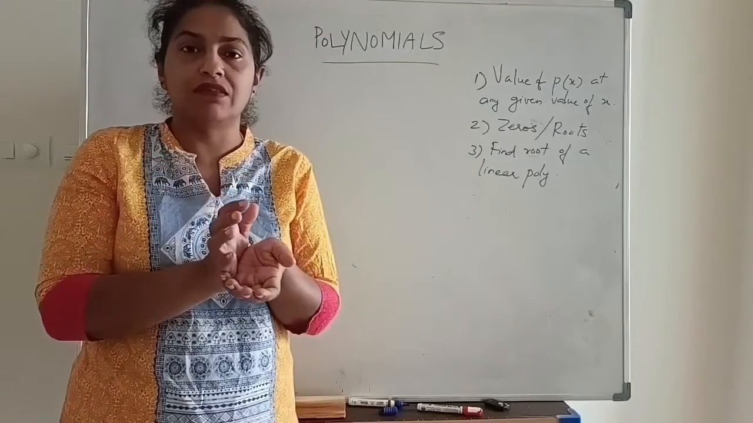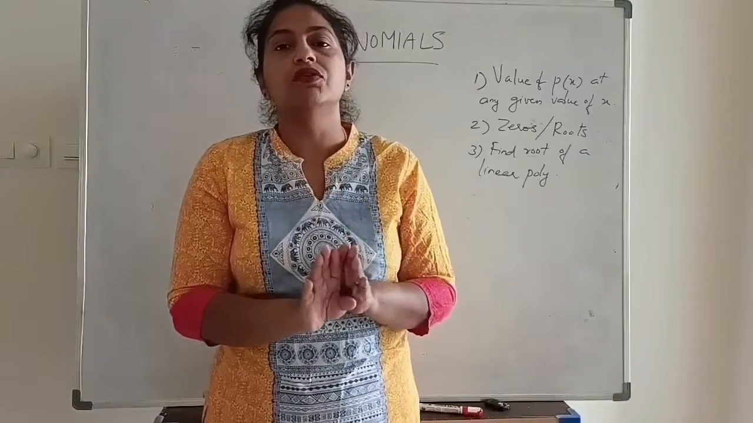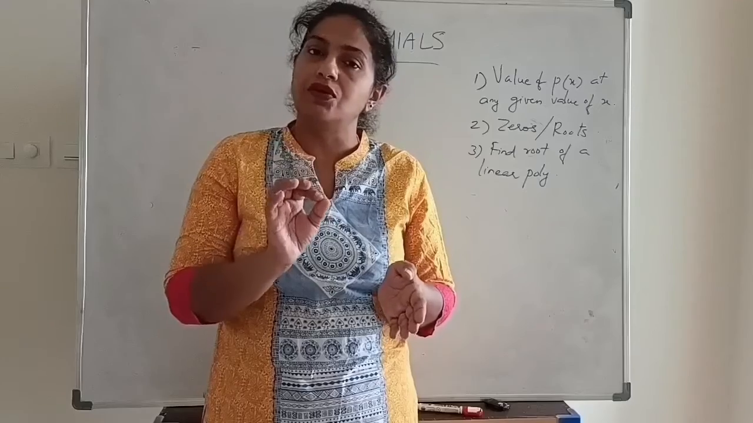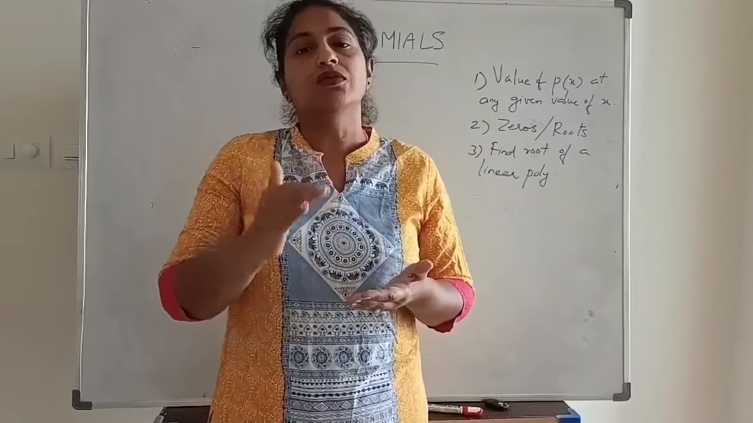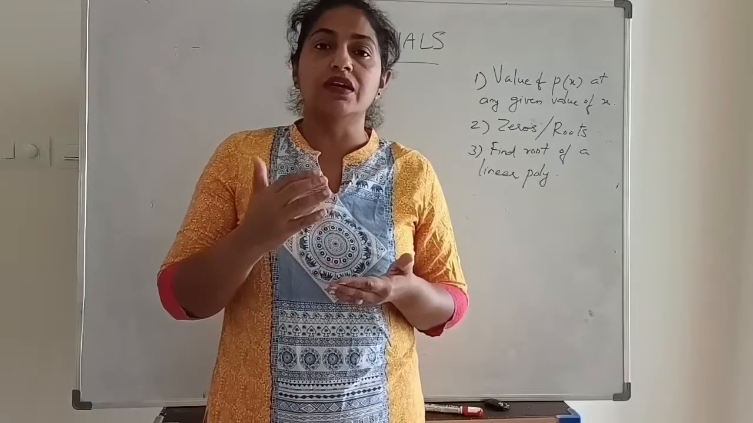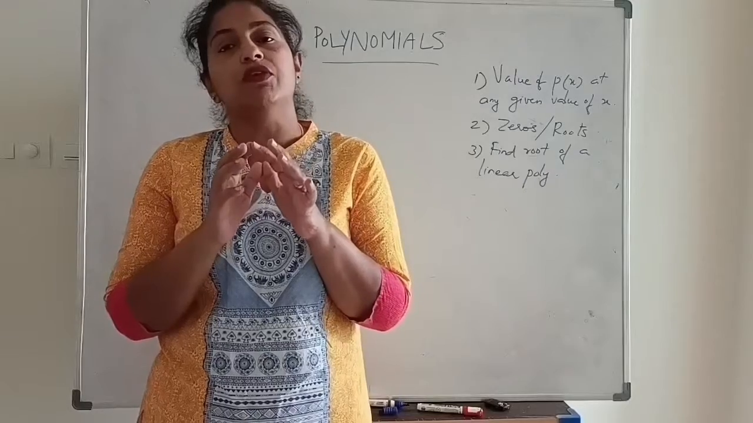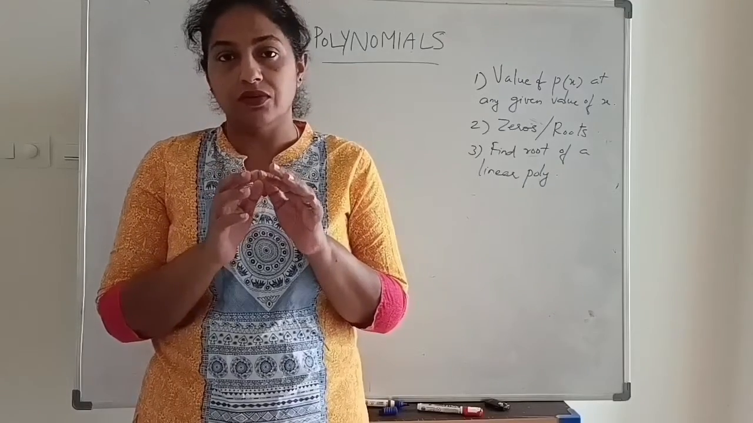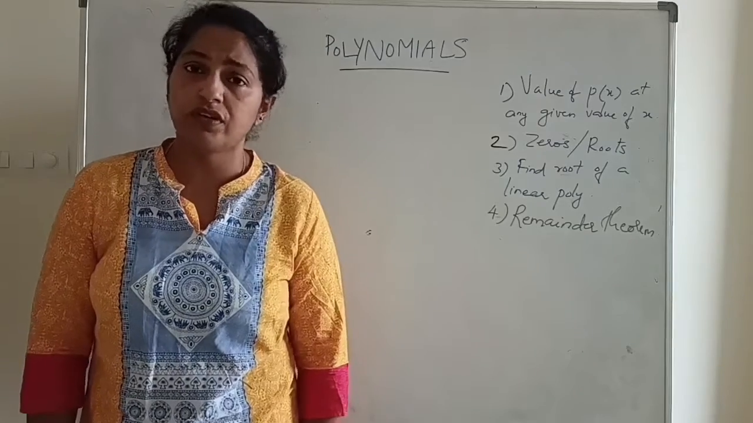Suppose a linear polynomial is given to you and you are asked to find the zero of the linear polynomial. We have to equate the linear polynomial to zero and find the corresponding value of x. Now, the next part that we move on to is the remainder theorem. The remainder theorem brings us to the division of a polynomial by another polynomial. You know about the concept of remainder, and you know about the concept of a quotient as well.